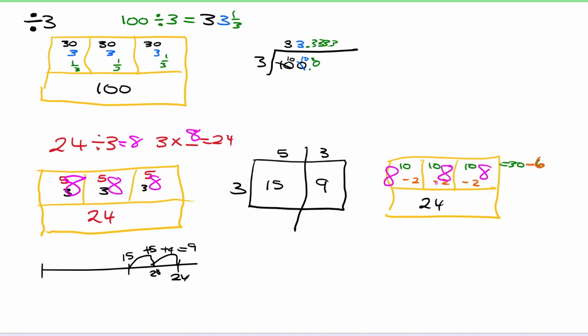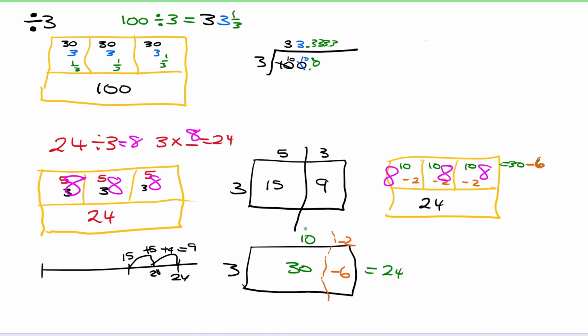So it doesn't matter which way your students see it, as long as they are flexible. If I drew the picture for that one, so here is my 3. If I did a 10 up here, that would be 30. So actually what needs to happen is I'm going to cut off 2, which will take away 6, and that will give me 24. And then again, my 10 take away 2 is 8.